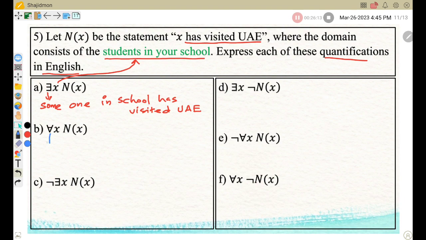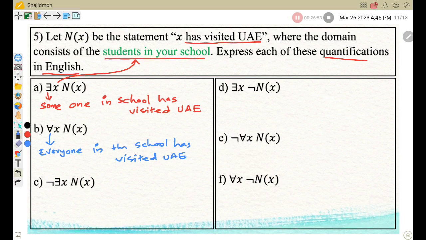Now the next one: for all, everyone. So I am writing everyone or for all. x means the students in your school. So everyone in your school, every student in your school has visited UAE, correct? You can write the sentence in your own way, but it should be logically equivalent. For example, if you write "for all students in your school have visited UAE," that is also correct.